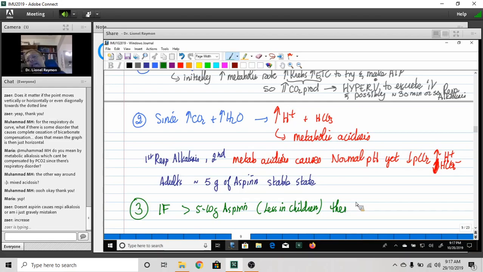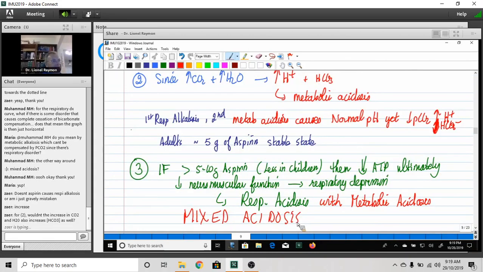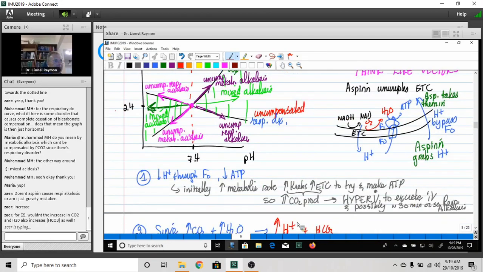So initially it goes up when there's no compensation going on. But then, of course, your kidney rapidly gets rid of that bicarb. Is that okay, Zaire? So now you get your mixed acidosis. So your key point is, yeah, there is respiratory alkalosis initially, but it's short-lived.